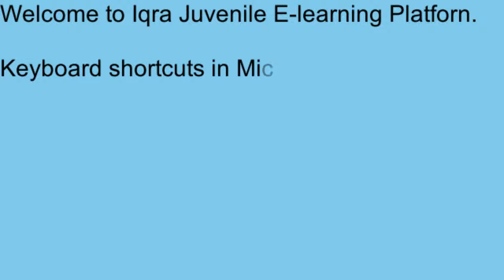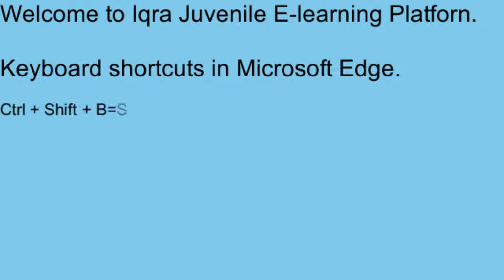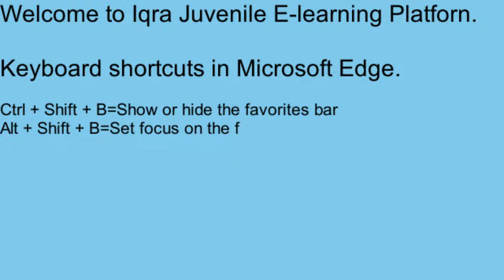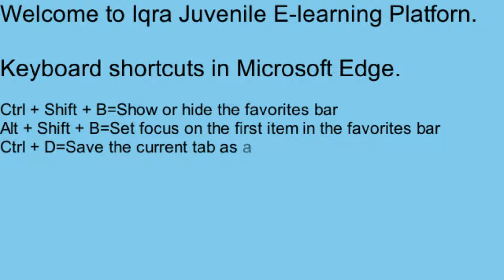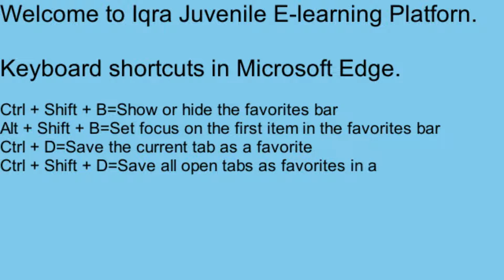Keyboard shortcuts in Microsoft Edge. Control-Shift-B equals show or hide the favorites bar. Alt-Shift-B equals set focus on the first item in the favorites bar. Control-D equals save the current tab as a favorite. Control-Shift-D equals save all open tabs as favorites in a new folder.